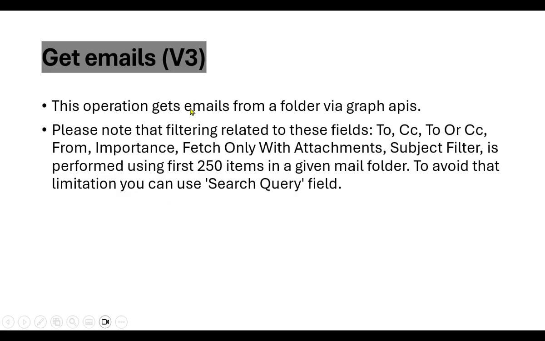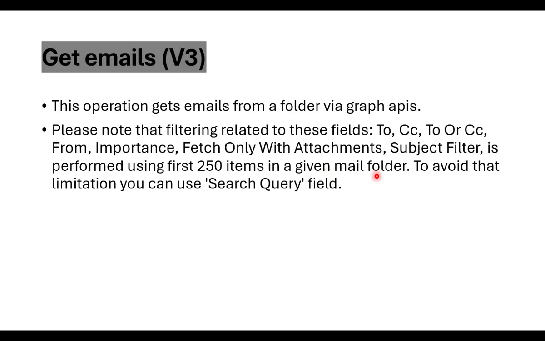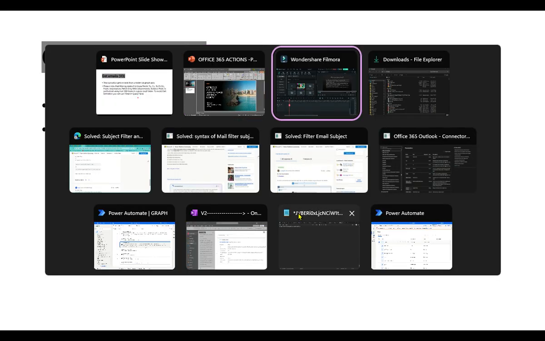Get emails version 3 gets emails from a folder via Graph APIs. Please note that filtering related to these fields, like CC, to, from, is performed using the first 250 items in a given mail folder. To avoid that limitation you can use the search query field. Now let's go to the demo.